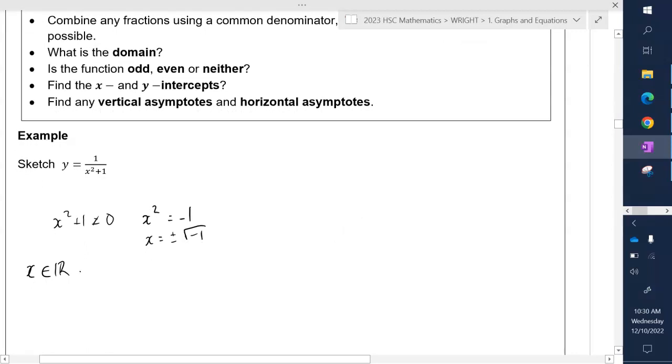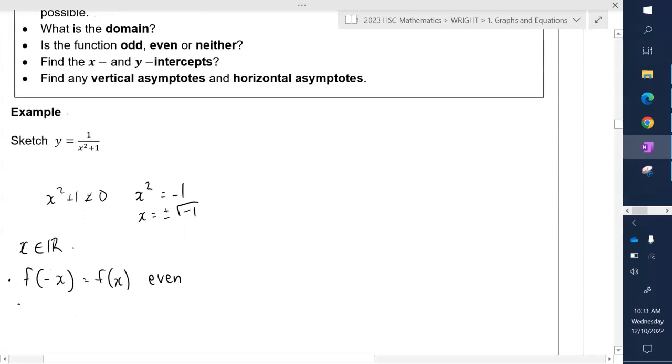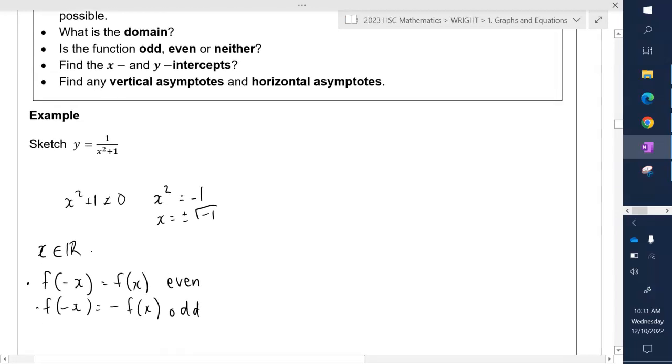Is it odd or even? Okay. Remembering the definitions of odd or even. If f of minus x is equal to f of x, then it's even. And for odd, we said that f of minus x is equal to minus f of x. So let's test that by popping f of minus x into our function and see what we end up with.